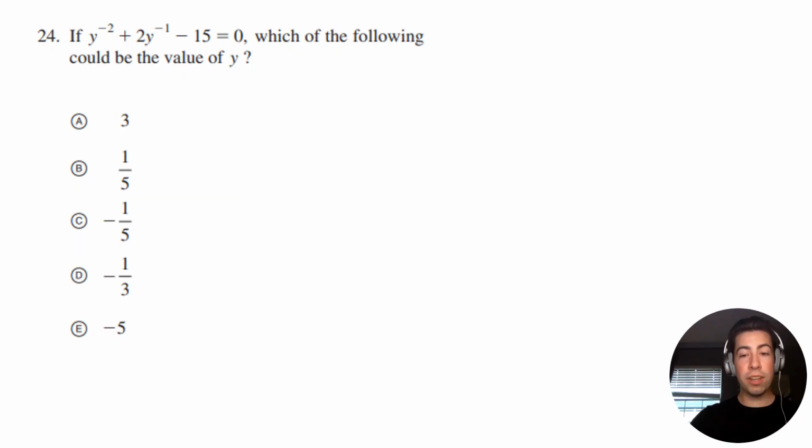All right, number 24, let's get right into it. If y to the negative 2 power plus 2 times y to the negative 1 power minus 15 equals 0, which of the following could be the value of y?